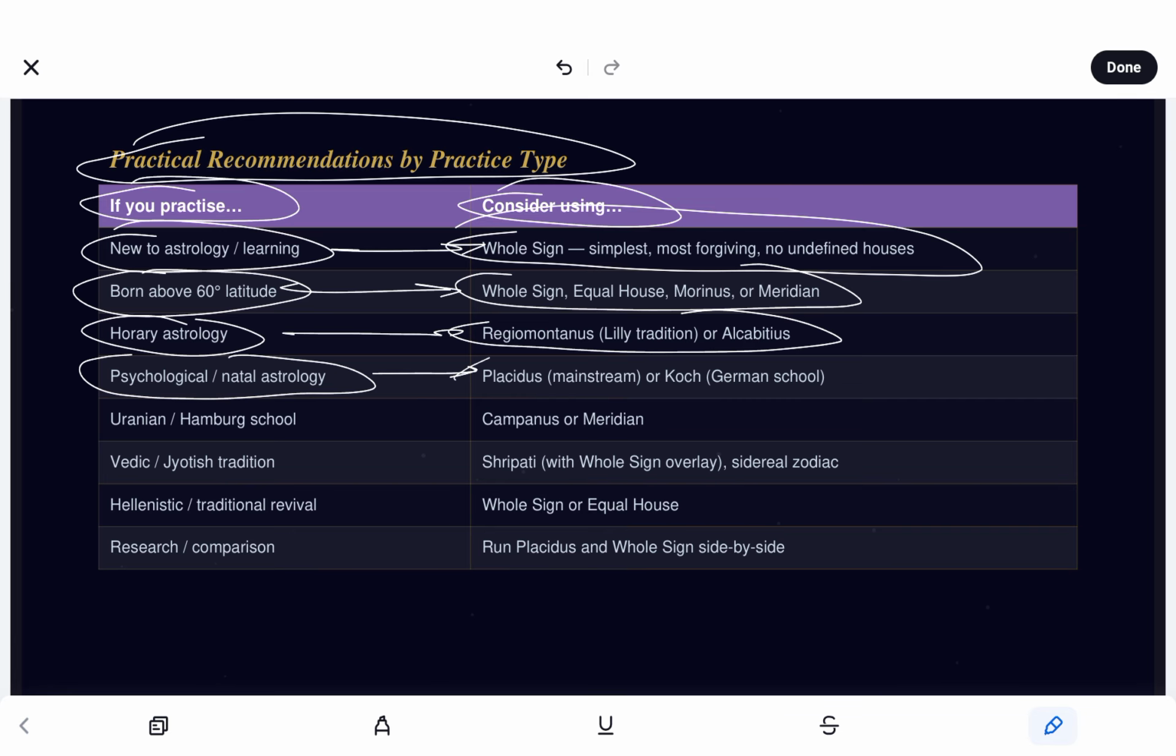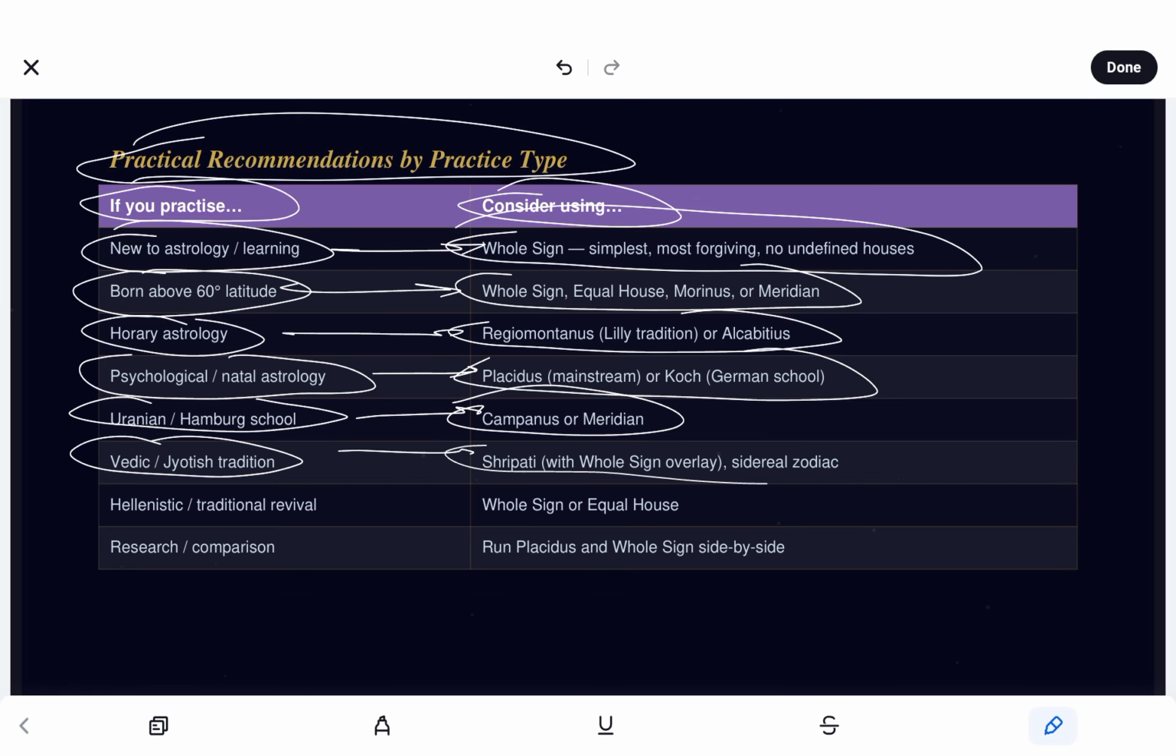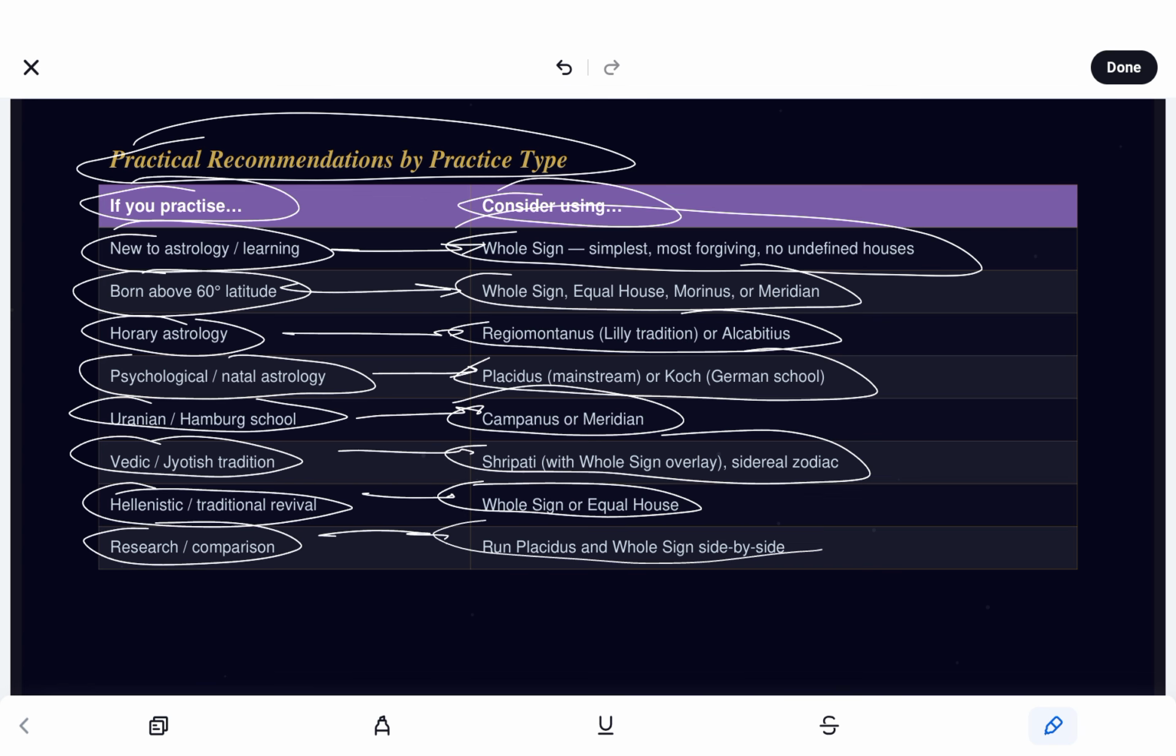Psychological natal astrology, Placidus mainstream or Koch German school. Uranian Hamburg school, Campanus or meridian. Vedic Jyotish tradition, Sripati with whole sign overlay, sidereal zodiac. Hellenistic traditional revival, whole sign or equal house. And research comparison, run Placidus and whole sign side by side.